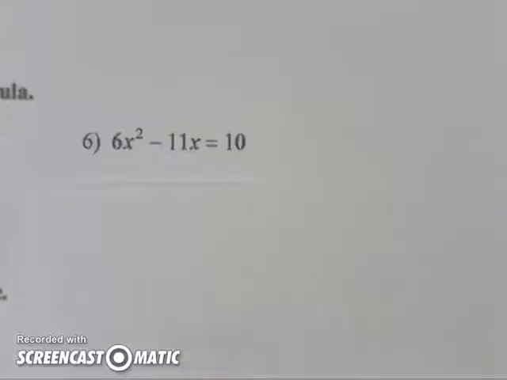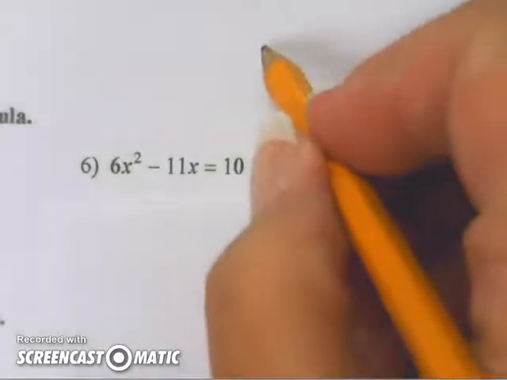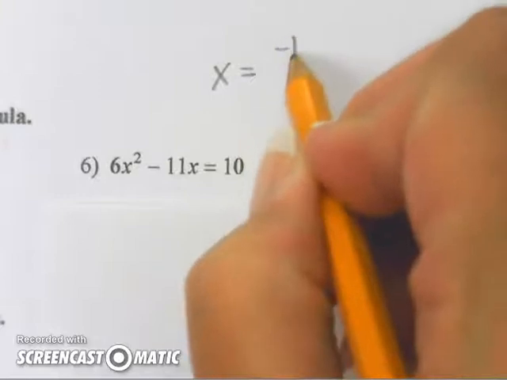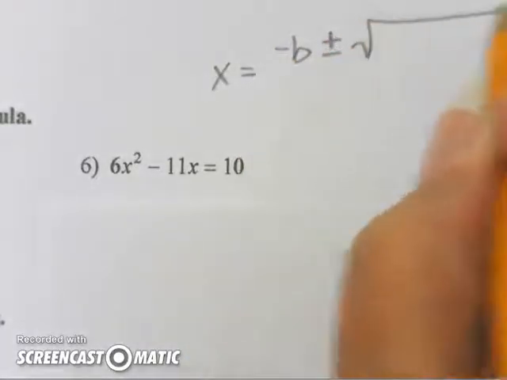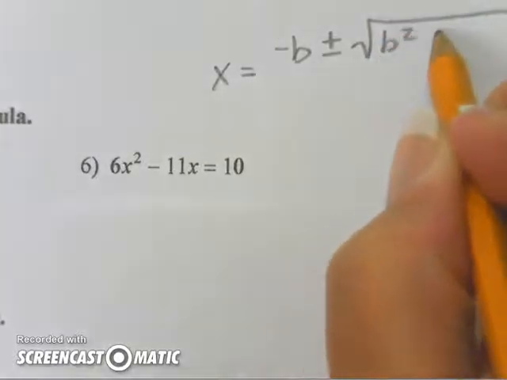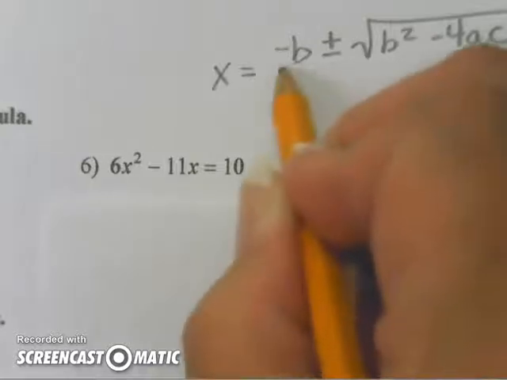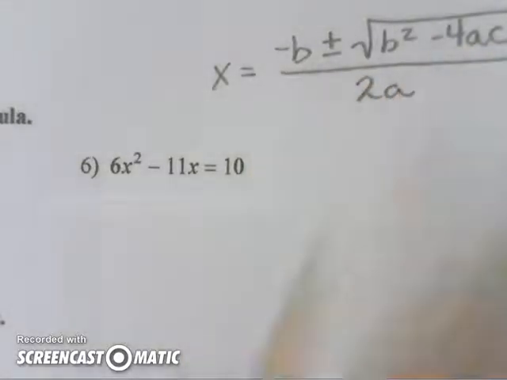Okay, next we're going to practice solving using the quadratic formula. So you must know the quadratic formula. The quadratic formula is x equals the opposite of b plus or minus the square root of b squared minus 4 times a times c, and all of that is divided by 2 times a.